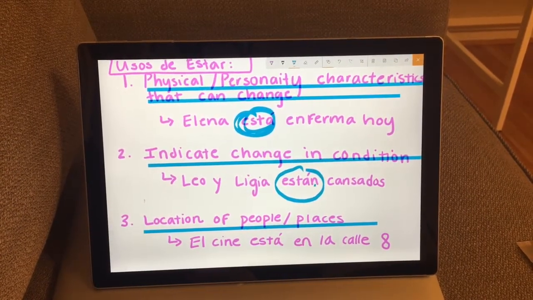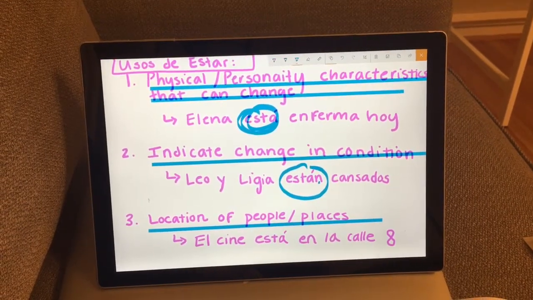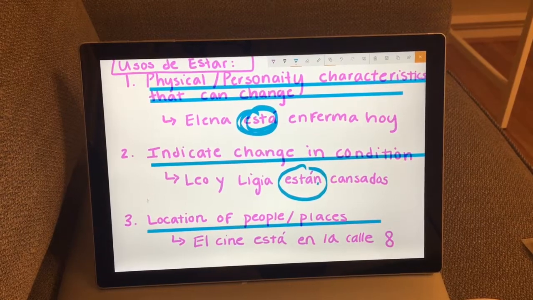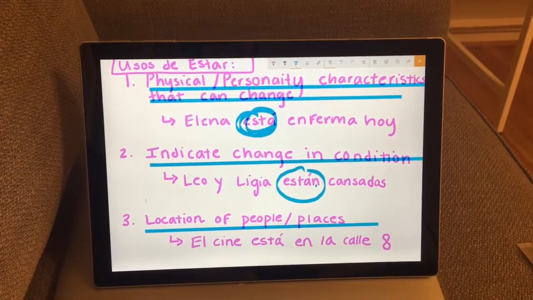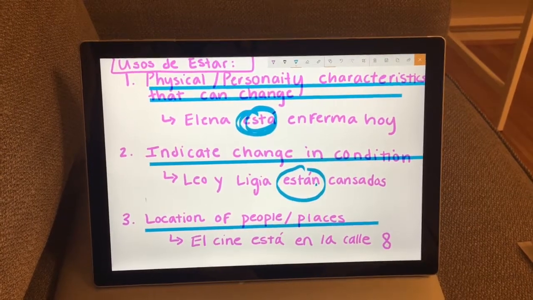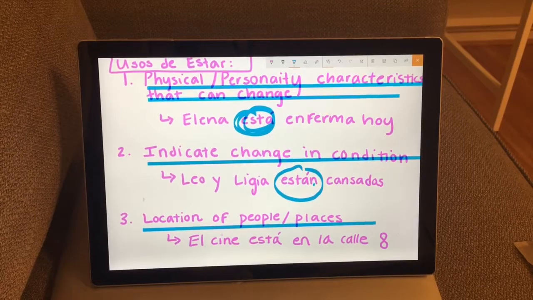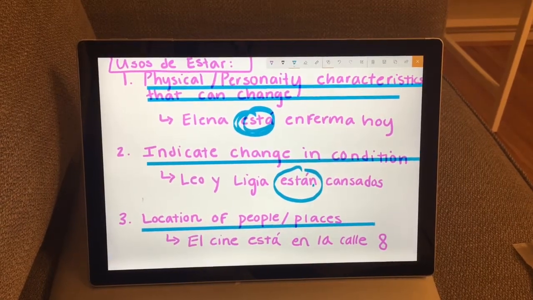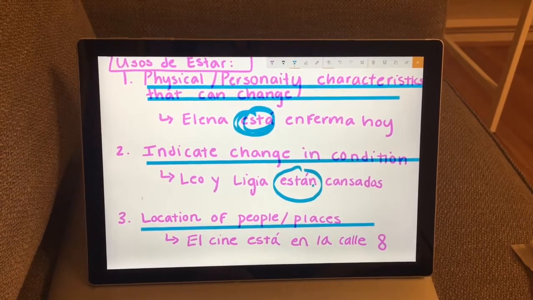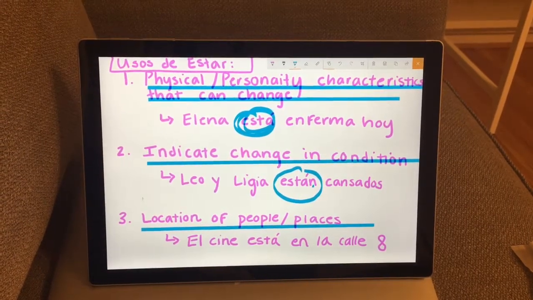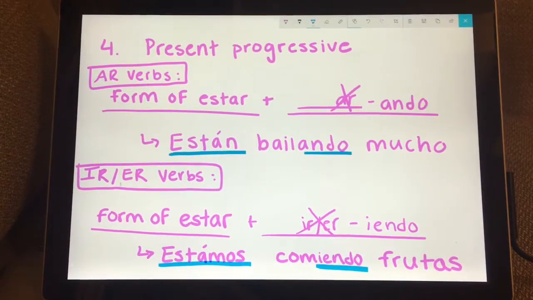Location of people or places. The example written here is El cine está en la calle 8. The movie theater is on 8th Street. So that's the location of the theater. Another one that's not written down here is Estamos en el restaurante. We are at the restaurant. That's where we are located. Or ¿Dónde estás tú? Where are you? Where are you located?